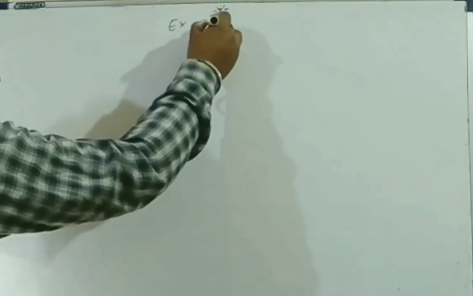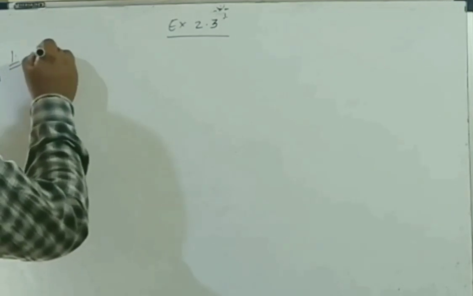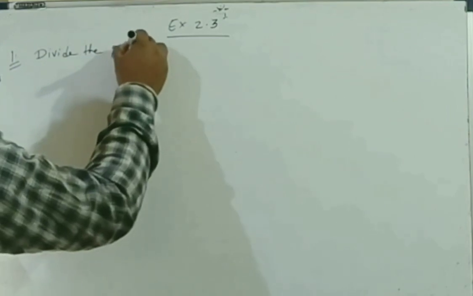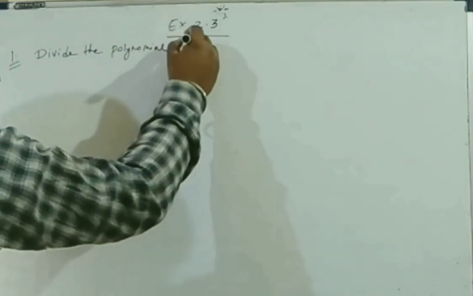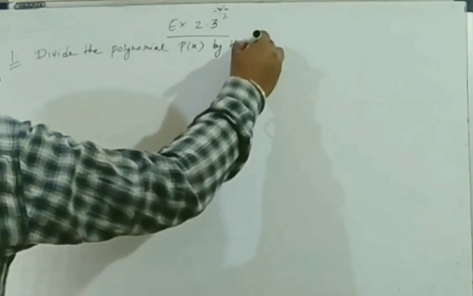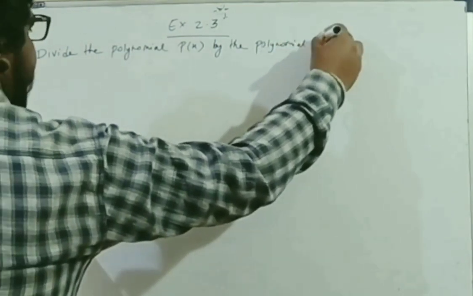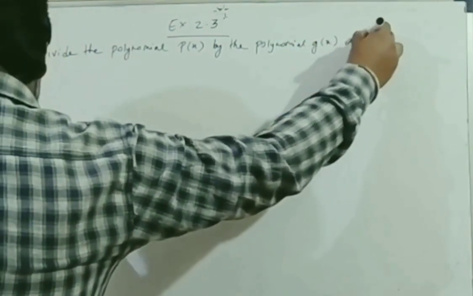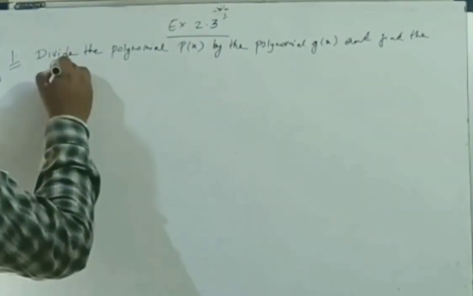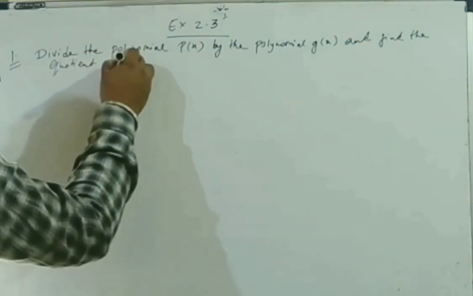Exercise 2.3, first question. Divide the polynomial p of x by the polynomial g of x and find the quotient and remainder.